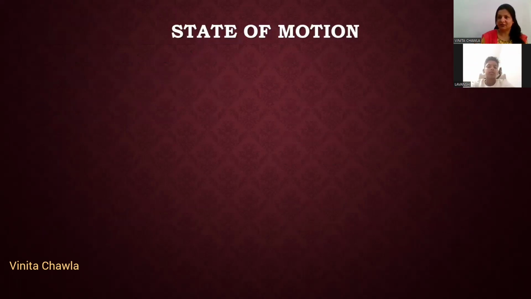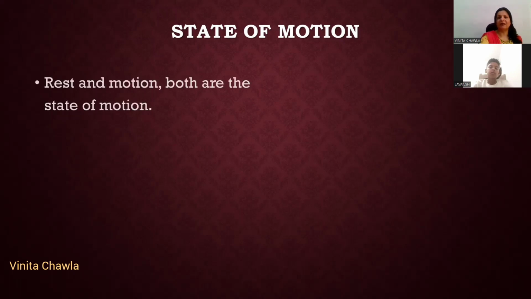See, both rest and motion are regarded as state of motion. State of motion does not mean that the object is moving. It tells us about the state of the object, whether it is moving or at rest. If the object is at rest, we say that the state of motion is rest, while if the object is moving, then we say that the state of motion is motion. So rest and motion, both are the state of motion.